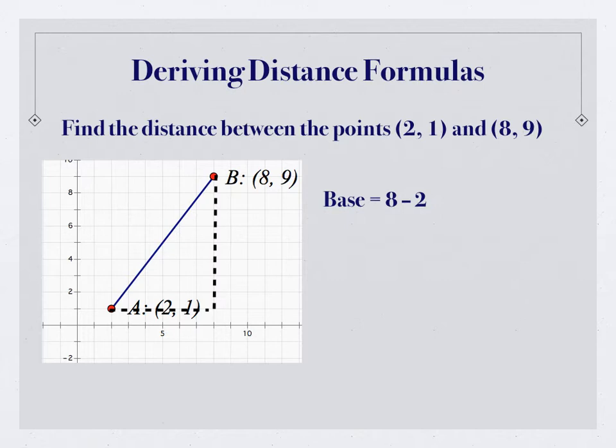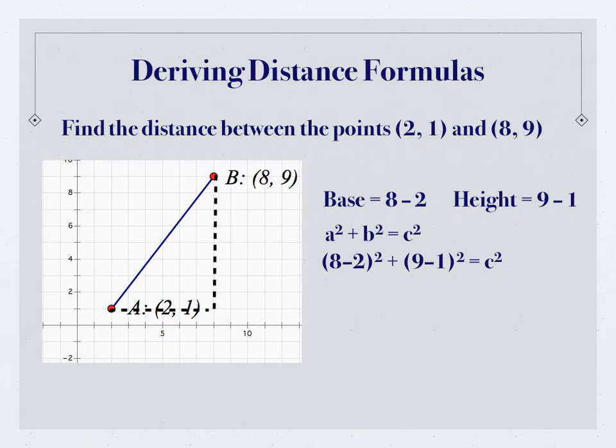Now what about your height? It's the difference in your y's, right? Or 9 minus 1 units long. So in this formula, remember, we're going to substitute our base for a and our height for b. And I'm really looking for the distance between points A and B, right? So I want to find the square root of this.